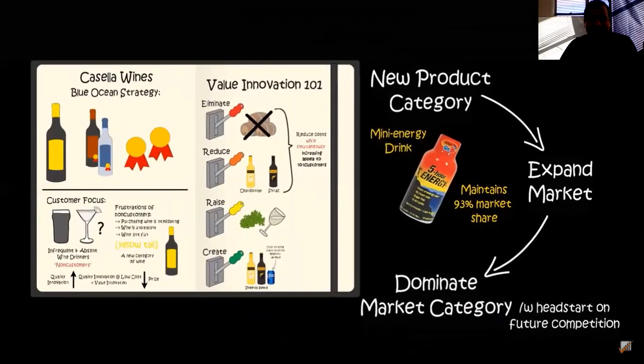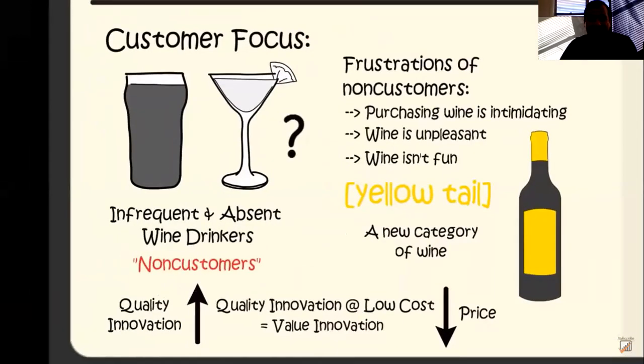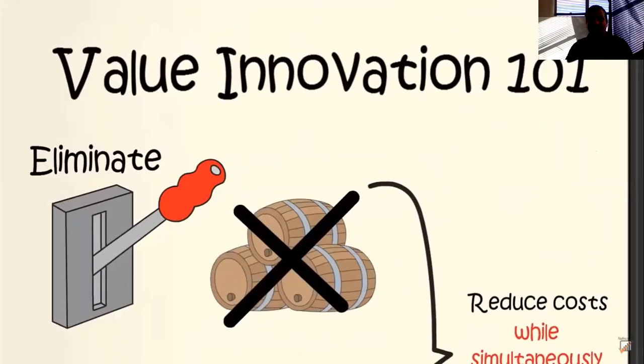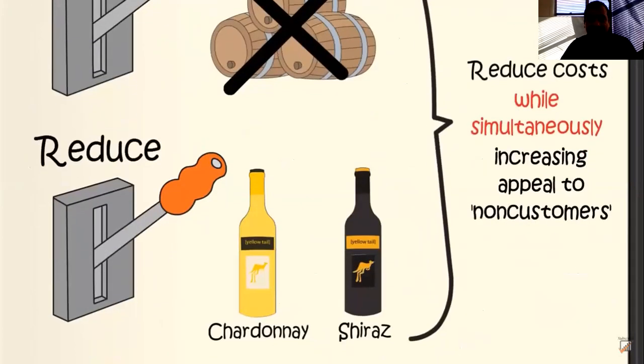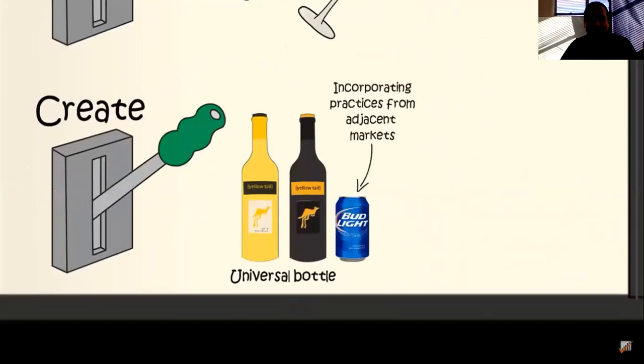category today. If you are interested in finding blue waters for your next business idea and dominating a market for years to come, start by focusing on the frustrations of customers outside of your current market space. Then look at existing products or services within the market and ask yourself 4 things. What can I eliminate? What can I reduce? What can I raise? And what can I incorporate to create something new and attract infrequent or absent customers?